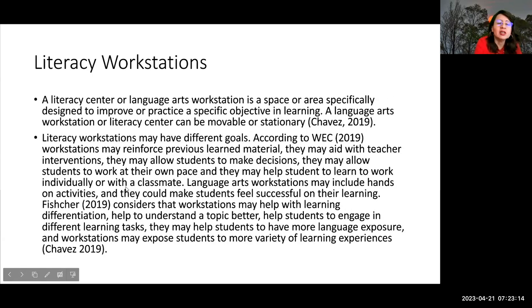Okay, so now let's go back to the topic, literacy workstations. A literacy center or language arts workstation is a space or area specifically designed to improve or practice a specific objective in learning. A language arts workstation or literacy center can be movable or stationary. Literacy workstations may have different goals. According to WEC 2019, workstations may reinforce previous learning material, they may aid with teacher interventions, they may allow students to make decisions, they may allow students to work at their own pace, and they may help students learn to work individually or with a classmate. Language arts workstations may include hands-on activities, and they could make students feel successful in their learning.